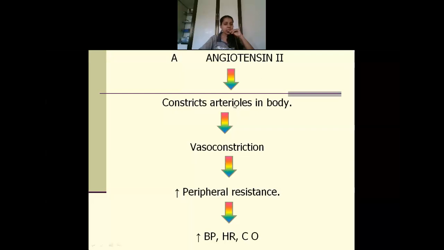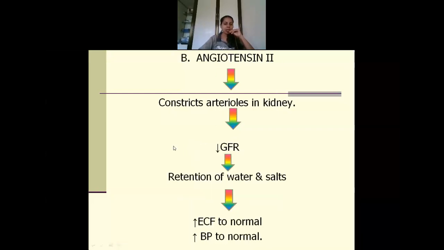So, angiotensin 2 will constrict your arterioles in the body. Angiotensin 2 is a vasoconstrictor and it also constricts the arterioles in the body, and because of that, what will happen? The peripheral resistance will increase. So because of that BP increases, heart rate increases, cardiac output also increases.